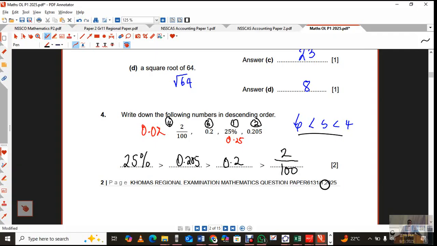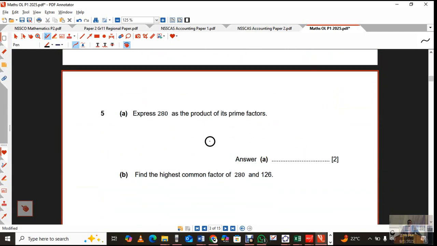If you read it from this side, this is smaller than that one, this is smaller than that one, and this is smaller than that one. All right, so perhaps nothing wrong with that.